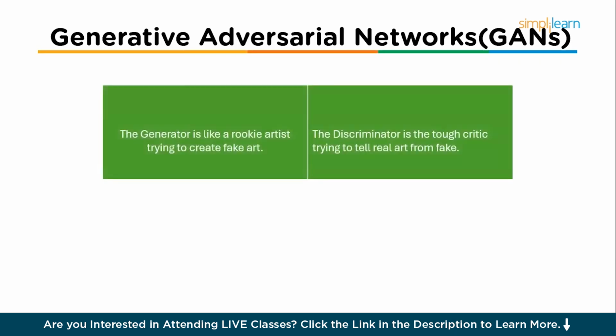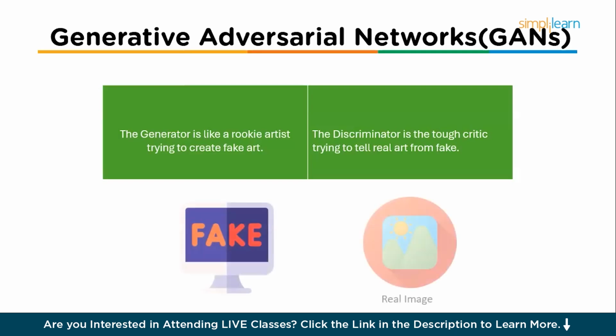The generator is like a rookie artist trying to create fake art. The discriminator is the tough critic trying to tell the real art from the fake. So the artist creates random images. The critic says fake or real, and the artist learns to get better. So over time, the fake images become indistinguishable from the real ones.